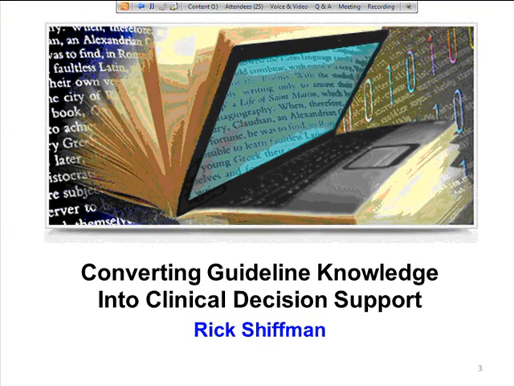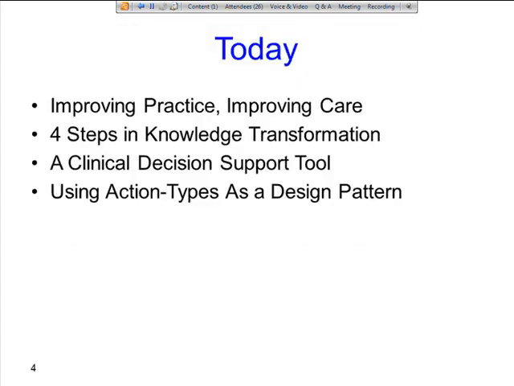It may be more accurate to say into computer-based decision support, because it's both clinical and perhaps public health in many cases. But we're going to be focusing on what it takes to take knowledge that has been established in narrative guidelines and turn it into tools that actually influence behavior. So, improving practice is about improving care, and we are all about, all of us, improving care, either for populations or for individuals, probably not for microorganisms, I wouldn't think, no.